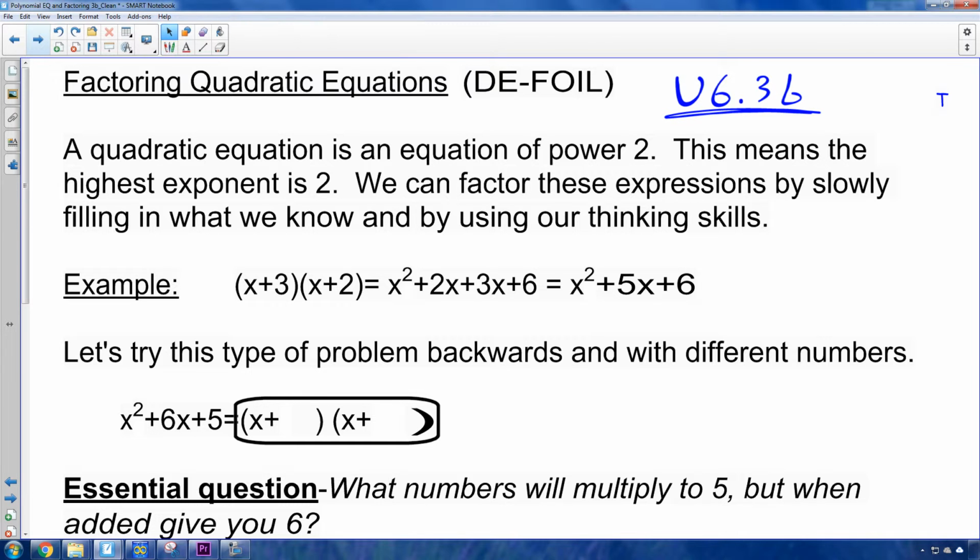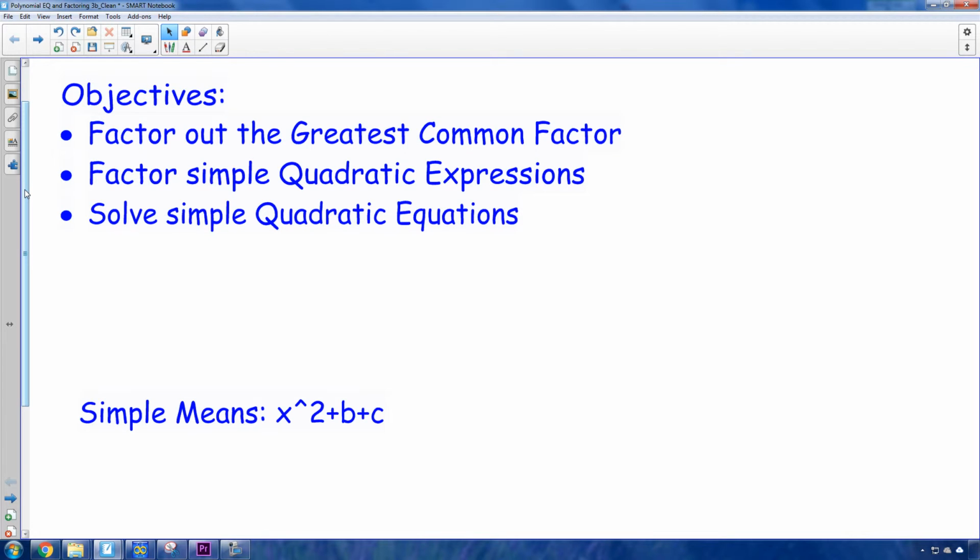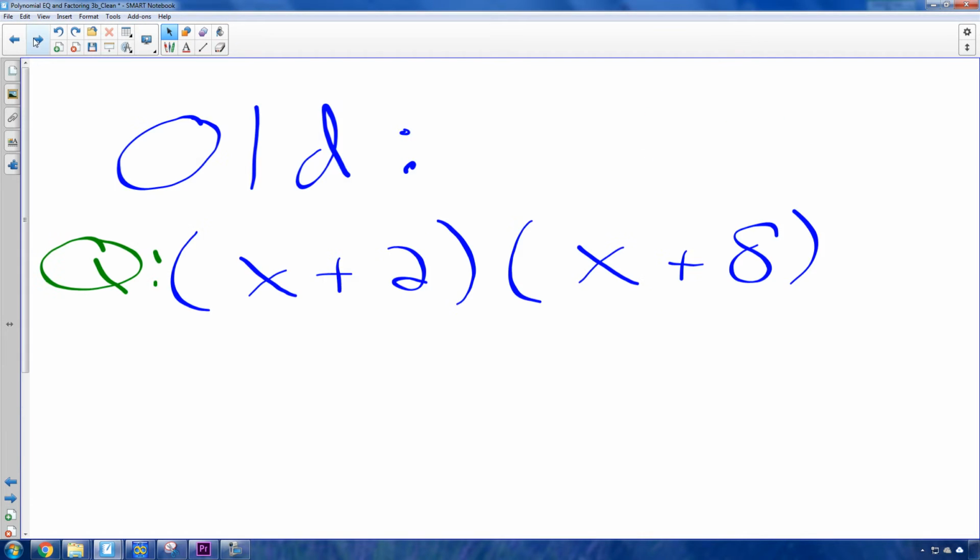So unit 6.3b. And what we're trying to get done here is factor out the greatest common factor. That's what you saw in the last video, which was 6.2a, I think, or 6.3a. My apologies. And now here we're factoring simple quadratic expressions, which is 6.3b, and that's what we're doing right now. We might not get to solving simple equations or quadratic equations, but let's talk about what's happening here.